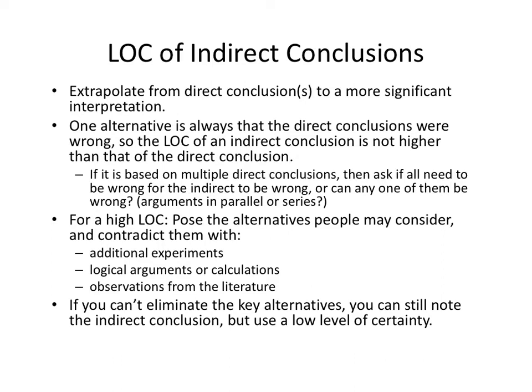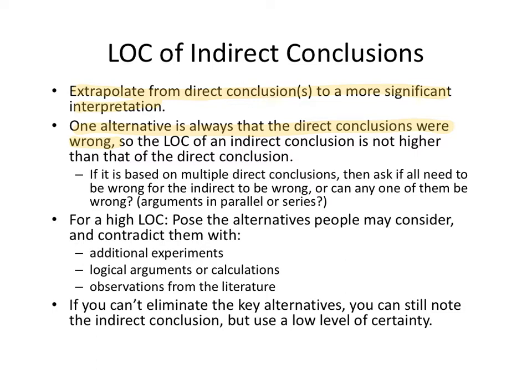So to address the level of certainty of indirect conclusions, where we're extrapolating to something more significant, the first thing we have to consider is that maybe the direct conclusions were wrong. So we need to address what direct conclusions the indirect ones were built on and analyze their level of certainty as we just did before this.